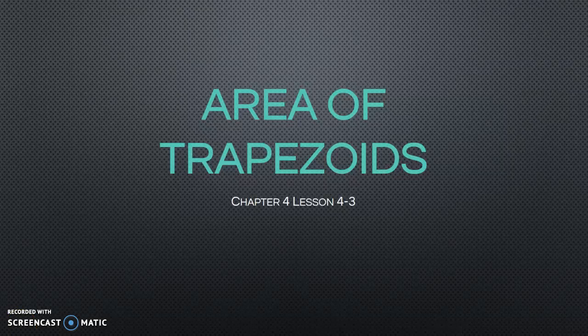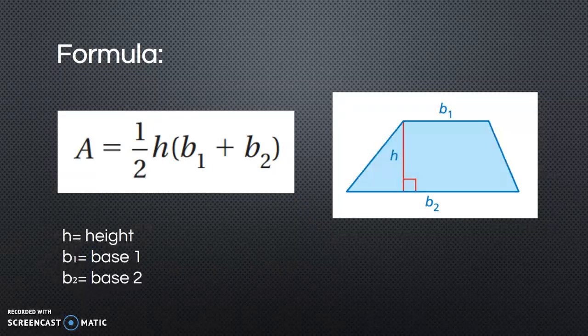In this video, we are going to talk about and practice using the formula to calculate area of trapezoids. So we're going to go ahead and start with the formula. It looks kind of complex, but when we break it down, it ends up being pretty simple. Our formula is area equals 1/2 times the height, and then in parentheses, we find the sum of base 1 and base 2. I want you guys to go ahead and write that down in your notebook.